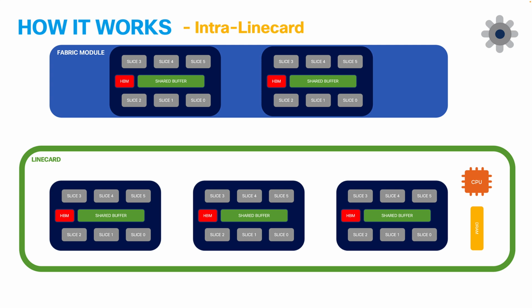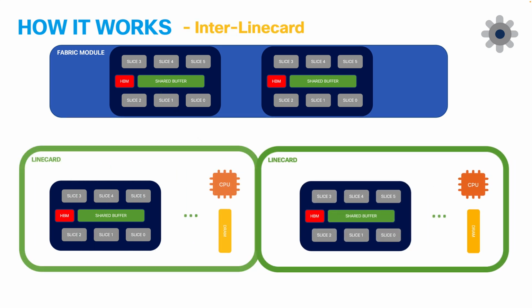Second, intra-line card. When the packet arrives to the ingress line card slice, it will be sent to a fabric-facing slice through its shared buffer. Then, the packet is switched to the ASIC that holds the destination port by sending the packet to the fabric module ASIC. Once there, the packet is switched through its shared buffer to the destination ASIC fabric-facing slice, and finally sent to the egress pipeline on the destination slice. It is important to remember that all this happens on the same line card through their corresponding fabric modules.